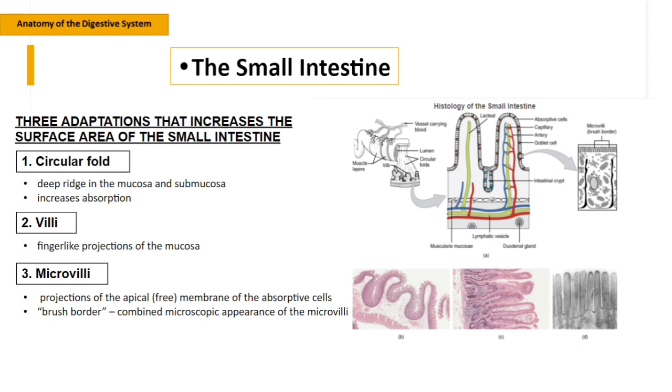Okay, so again, what are the three adaptations that increase the surface area of the small intestine? Number 1, circular fold, which aids in increasing the absorption process. The second one is the villi, which are finger-like projections of the mucosa. And then the third one are microvilli, which are projections of the apical membrane of absorptive cells. And yung combined microscopic appearance of the microvilli, hindi nyo kasi makikita yan na parang hiwa-hiwalay na projections. Ang tawag po doon is brush border appearance.